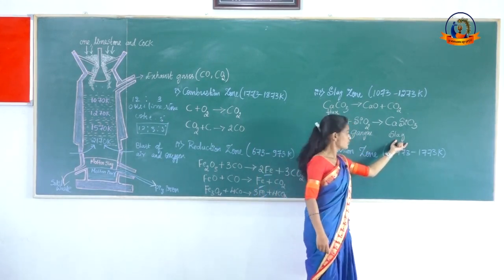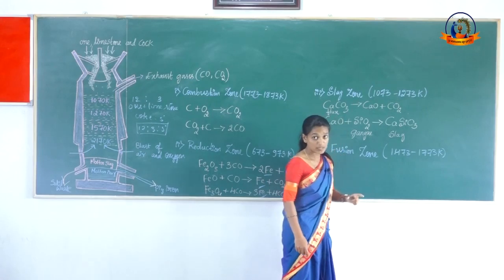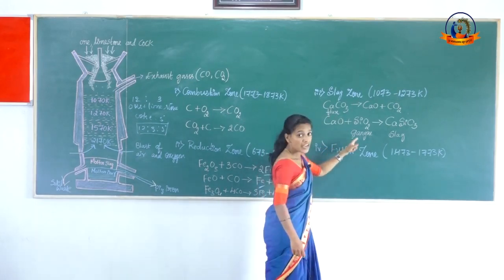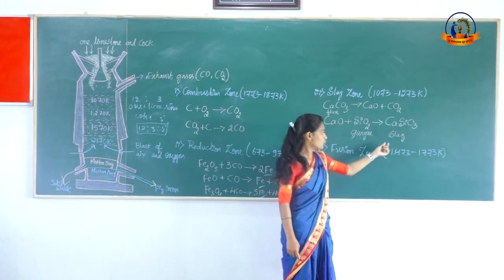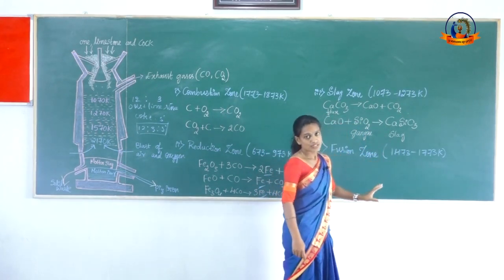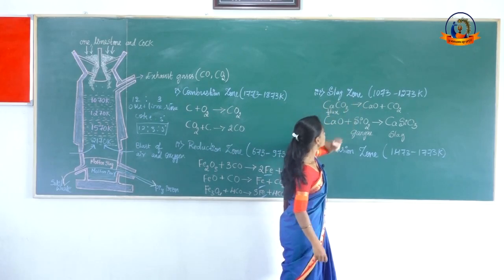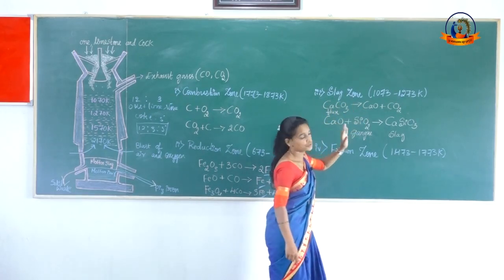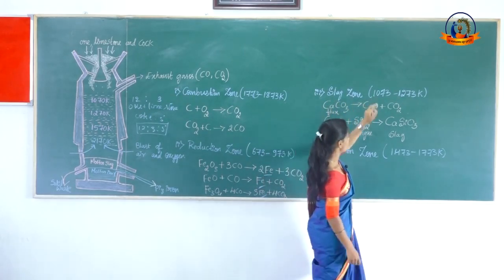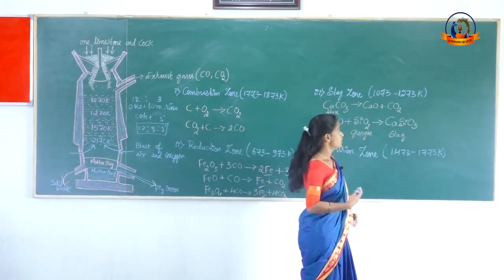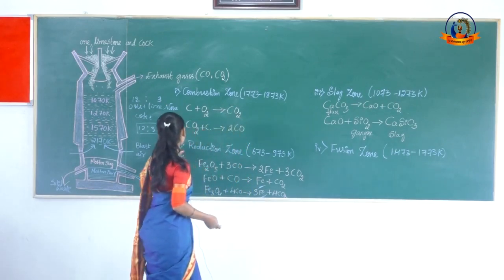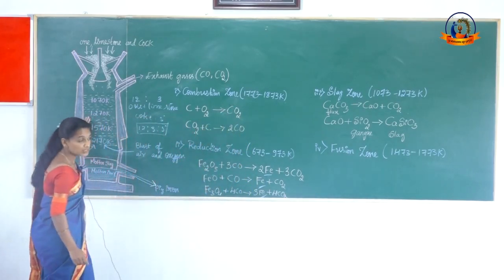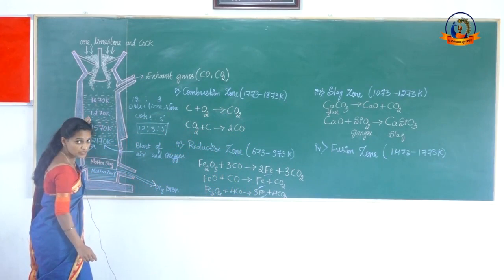What is slag? They may ask it as a 1 mark question. Slag is nothing but, when the flux reacts with the gangue, it leads to the formation of slag. So this is the zone of slag formation, what we call the slag zone. This reaction takes place at 1073 Kelvin to 1273 Kelvin. So this is nothing but the slag zone.